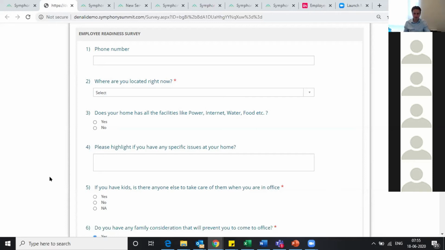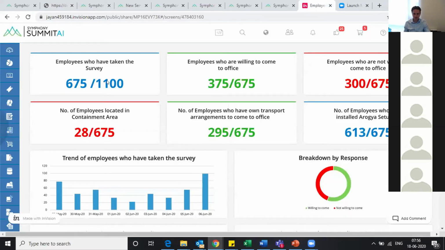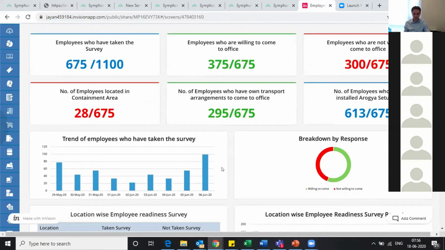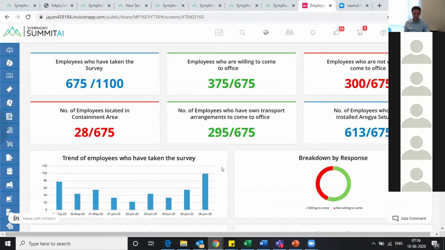So with this, once an employee has answered this survey, what is in it for the facilities head is they can view the dashboard in terms of who has taken this survey, who is willing to come to office, who is not willing to come to office, how many of the employees are located in highly infected or containment regions, how many employees have their own transport arrangements to come to office. So this information definitely plays a crucial role to understand the preparedness of employees, thereby enabling the facilities head to make informed decisions.